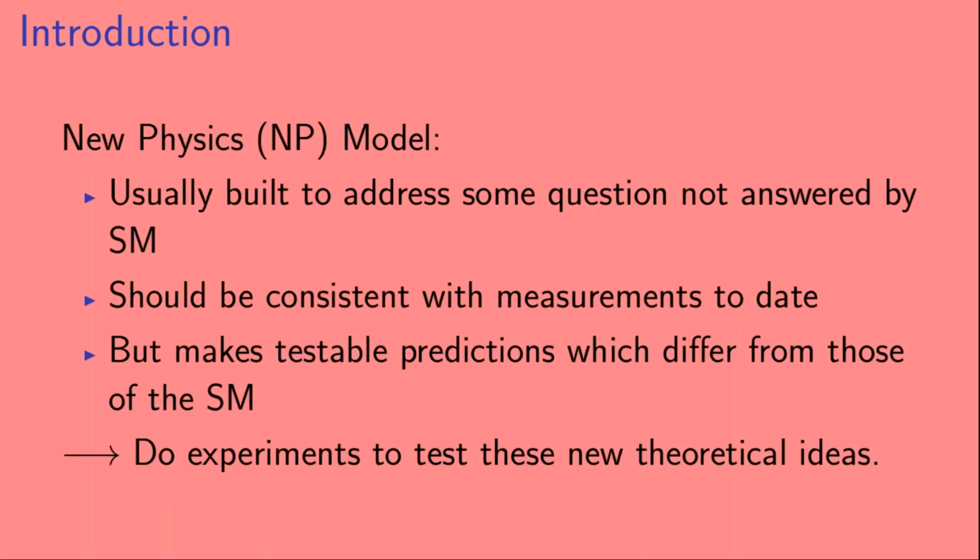Okay, so what do we do? We write down models of new physics, which I'll abbreviate NP. If we have a model of new physics, usually it's built to address some question not answered by the standard model. This new physics model should be consistent with all measurements that have happened so far. It should also make testable predictions which differ from those of the SM. So then we can do experiments to test these new theoretical ideas.